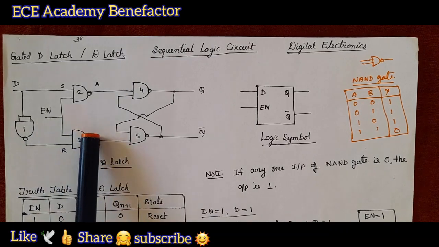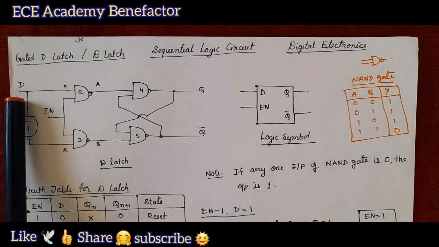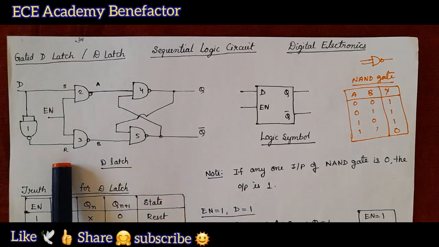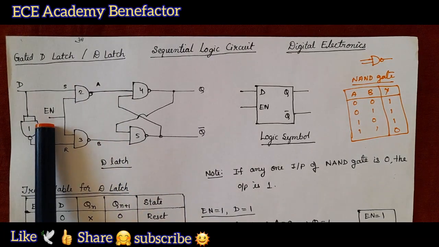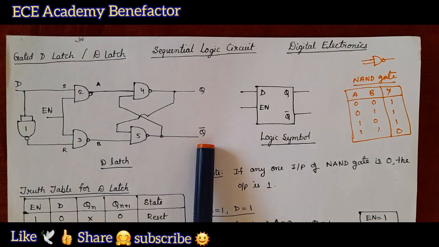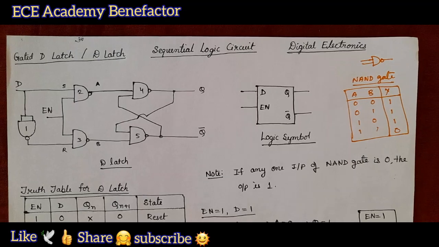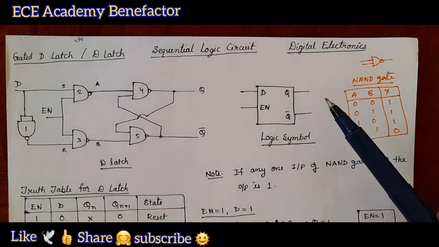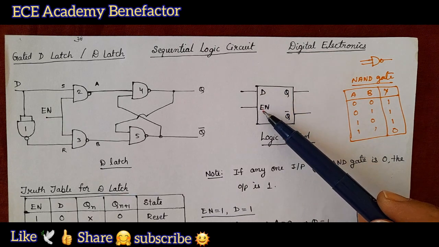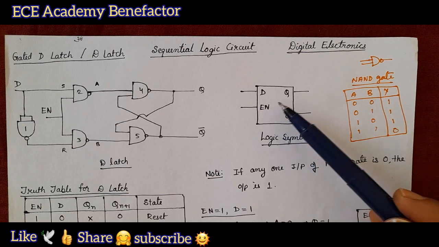This is the additional modification done to make it a D latch. So, it is having 5 NAND gates, D input. Let us label it as S and this one as R. En is the enable input, Q and Q bar are the outputs. The logic symbol for D latch is D input. It is a single input latch and one enable input to enable the latch to make it on and off, and 2 outputs Q, Q bar.